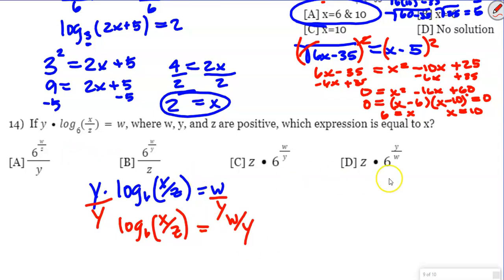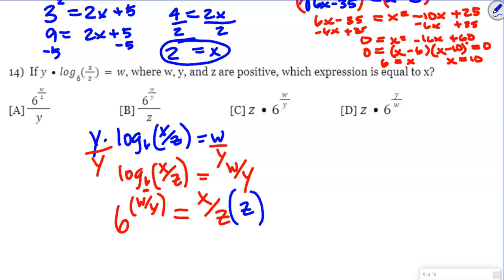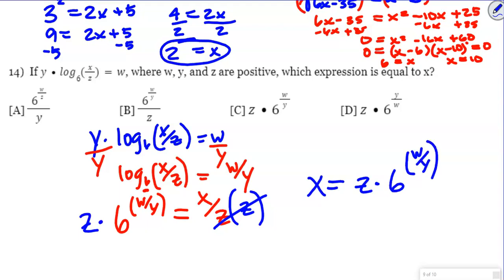Now, because my answers are all written as exponentials, I'm going to write this as an exponential. So that's my base, 6. Remember, we're going to swap sides now. So we're going to do 6 to the w over y power, and that's going to be equal to my x over my z. Now here's my question. How do I get rid of something in the denominator? Don't I multiply both sides by z? I do. Okay, so now those z's are gone, and I'm just left with x. So my answer is x equals z times 6 to the w divided by y power. So which answer was that? That one right there.